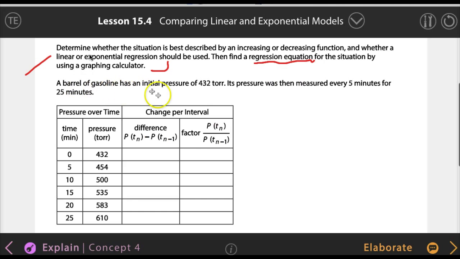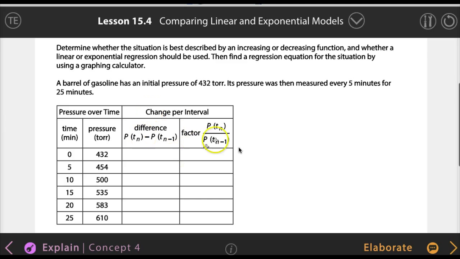A barrel of gasoline has an initial pressure of 432 torr. Its pressure was then measured every 5 minutes. So at 0 minutes, it started off with 432 torr, but then after 5 minutes, they measured the pressure again. It's 454. It's getting bigger, huh? And then at 25 minutes, the pressure is now 610. Okay, so it's a good thing that you understand that.